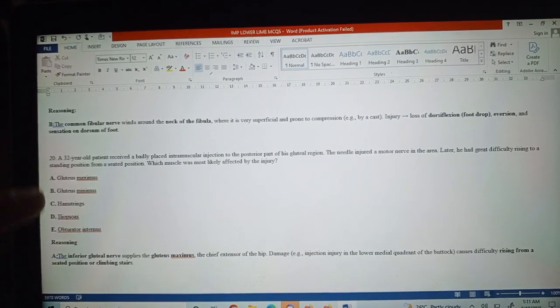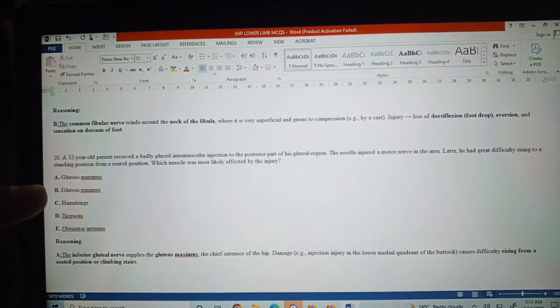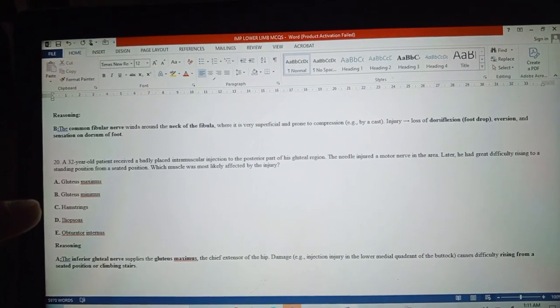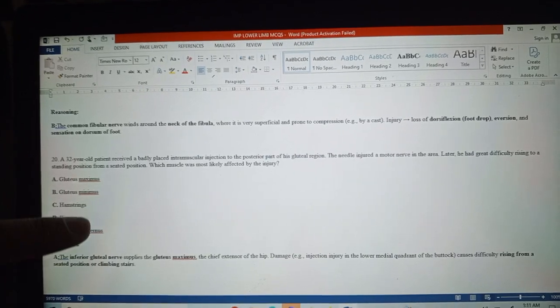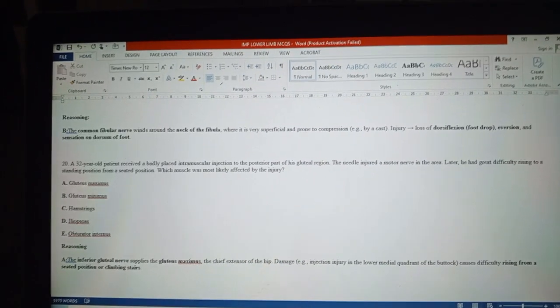The answer of this question is A, that is gluteus maximus. And gluteus maximus is supplied by which nerve? The inferior gluteal nerve. Okay. So this is our part 2.